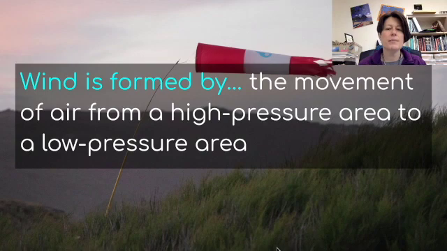So wind is formed by the movement of air from a high pressure area to a low pressure area, always. This is why air pressure, which I talked about in class, is so important to our weather, because it really affects the movements of our weather and wind. Wind is very important to our weather. So it always moves from high pressure to low pressure.